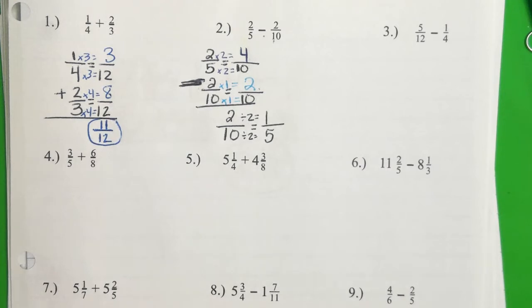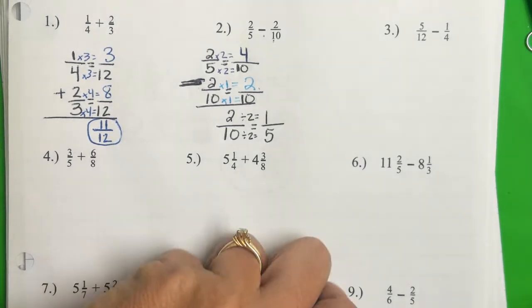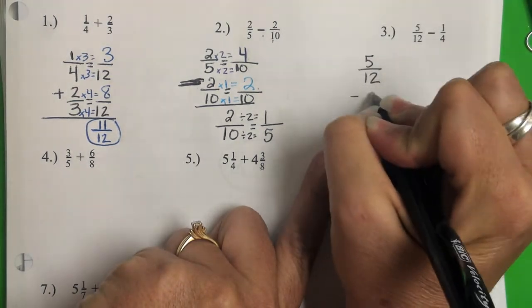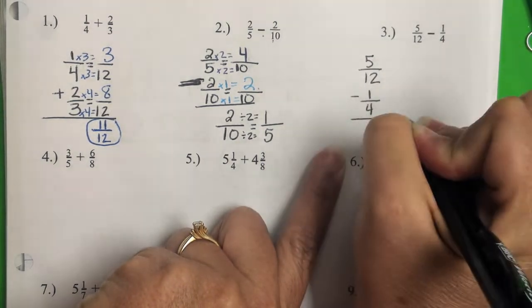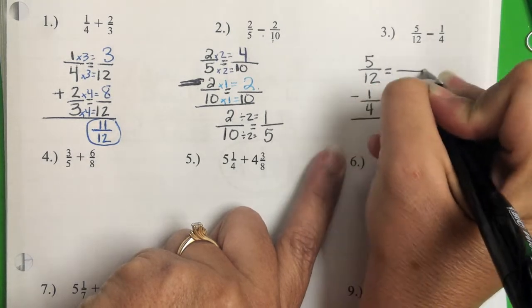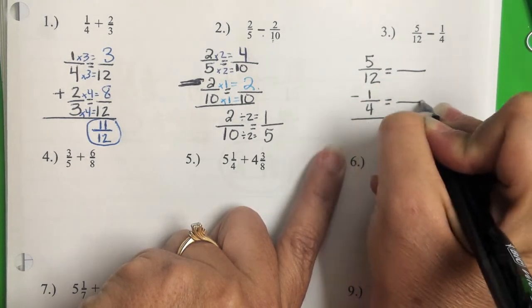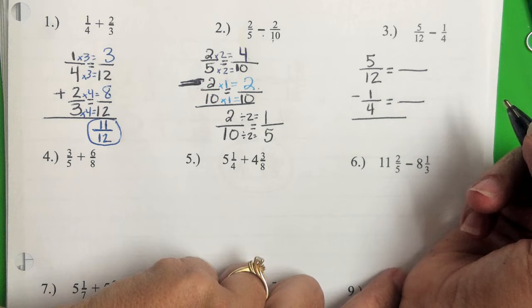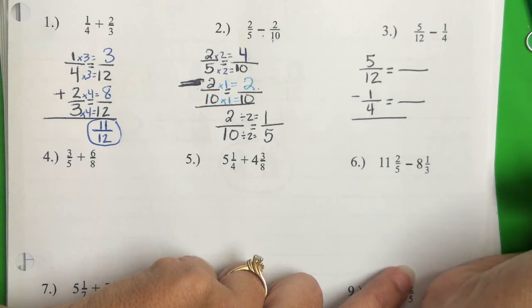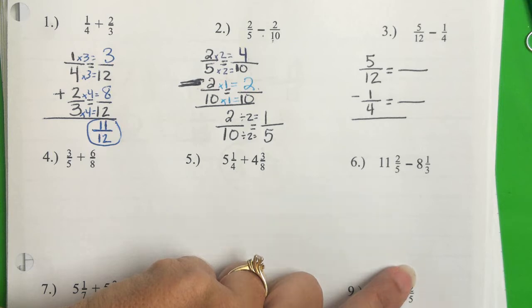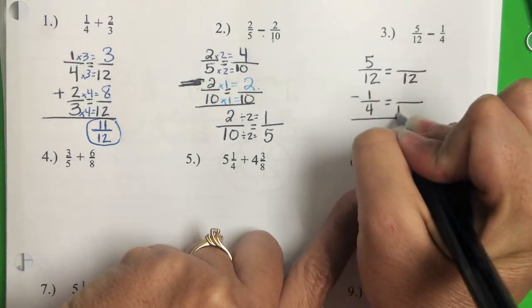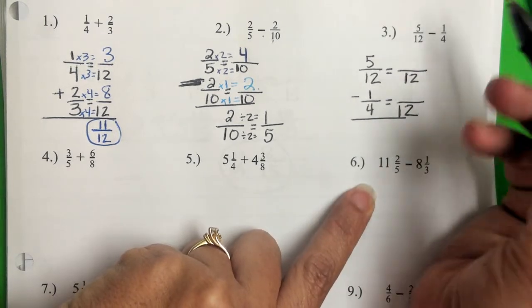Interesting. Let's try number 3. It is 5/12 minus 1/4. Okay, skip count by 12s and 4s. What happens? Common denominator. 36. You can use 36, it's just you're going to have to simplify a lot, because what is easier? 12. Yes, it's okay. 12 is just easier. The least common multiple just makes it easier.